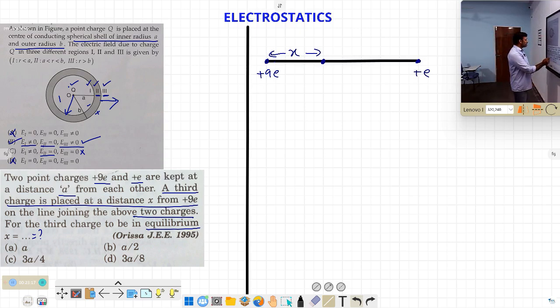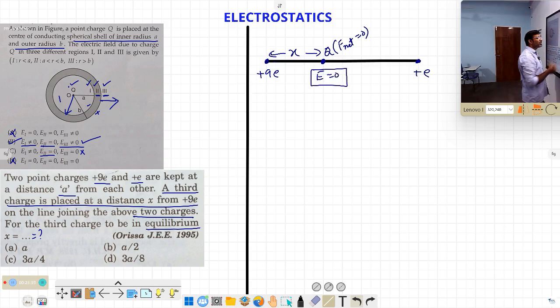For the third charge to be in equilibrium, what is the meaning of this? Suppose I am imagining I want to keep the charge here. Whenever you keep the charge, plus plus repels, plus plus repels. So the net force acting on it must be equal to 0. In terms of electric field, this is the region where the electric field intensity has to become 0. That is nothing but the null point concept. So they are asking to find the position of the null point.